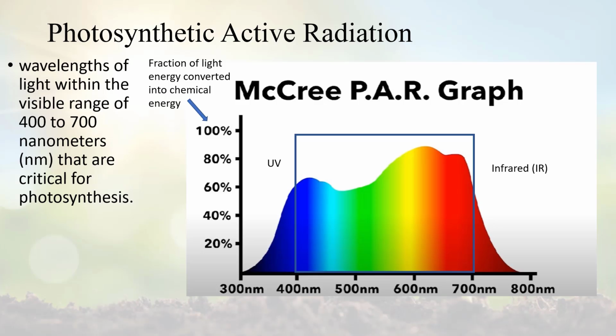And this gave rise to this idea of photosynthetic active radiation. So these are wavelengths of light that are important for photosynthesis. And you can see it's going to range from around 400 nanometers to 700 nanometers. These are the wavelengths of light that are critical for photosynthesis. We refer to this as photosynthetic active radiation.